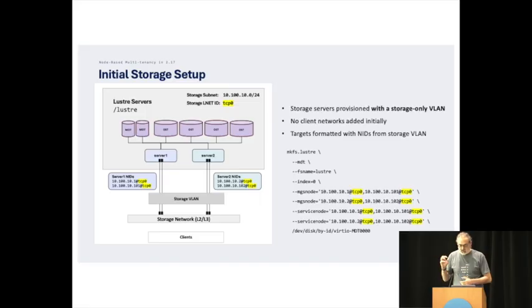So again, this is the storage VLAN. What we have is just some OSTs and MDTs. There's two servers. Each server has two NIDs, just like you would in a normal setup with failover. And just pointing out that when we format these servers, they only have the NIDs of the storage LAN. So those NIDs are only accessible to the storage servers. So the clients can't access those NIDs.